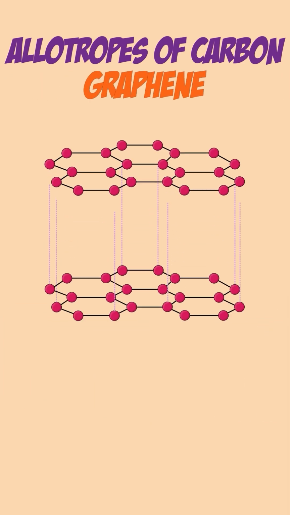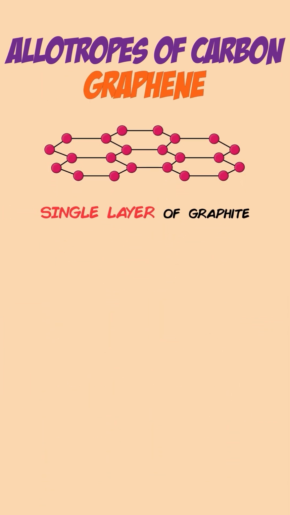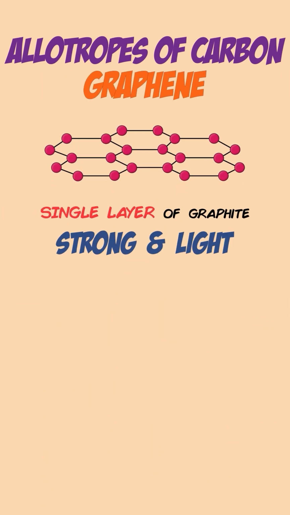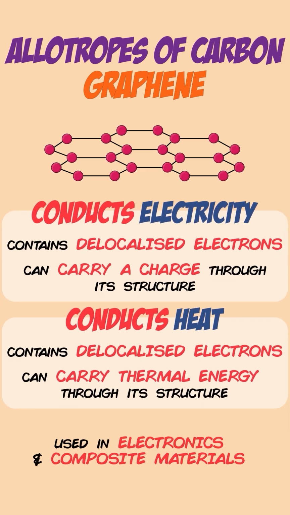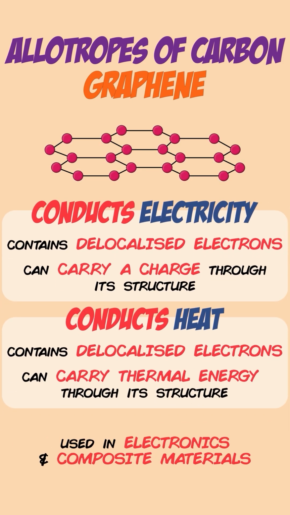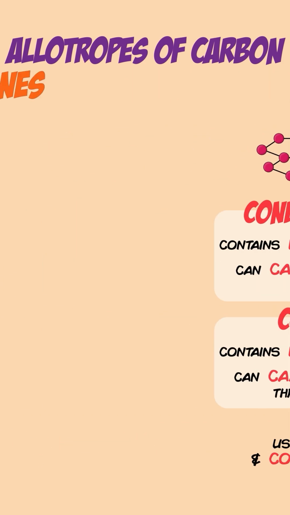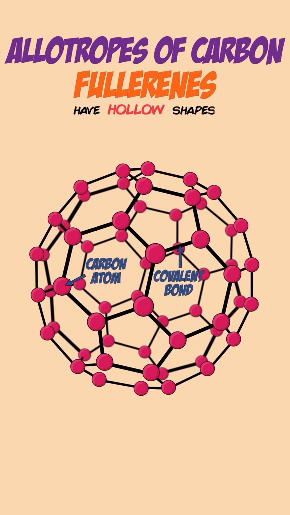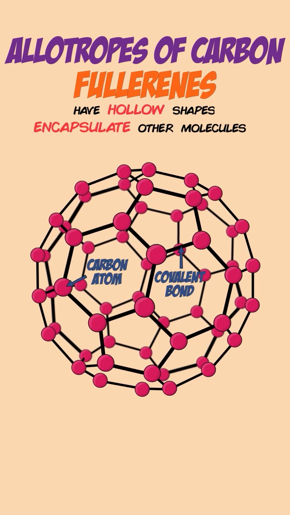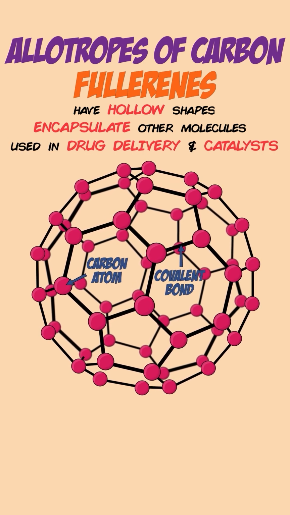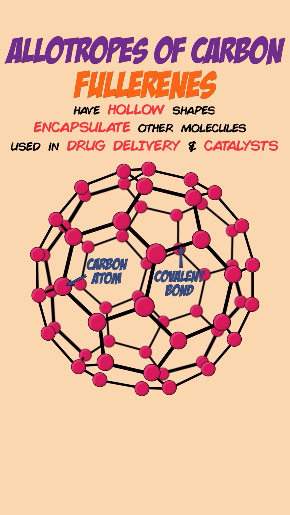Graphene, on the other hand, is a single layer of graphite, and it's strong and light. It's a good conductor of both heat and electricity, again due to its delocalized electrons, so it's used in electronics and composite materials. Fullerenes are molecules with hollow shapes such as spheres and tubes. They can encapsulate other molecules and are used in drug delivery and industrial catalysts.